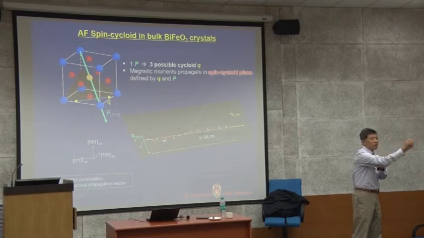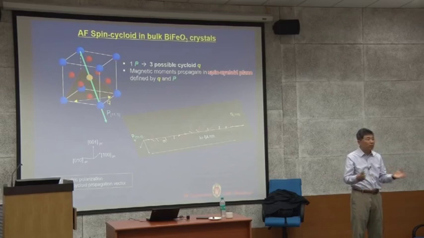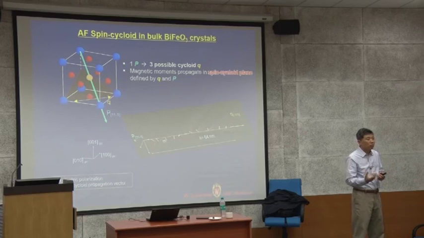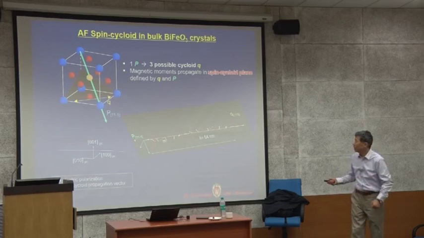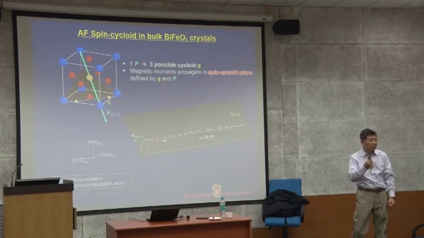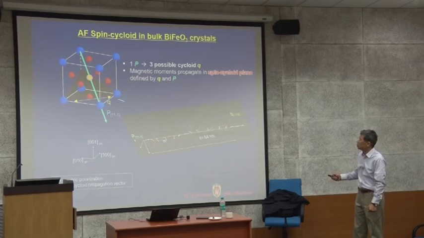This was studied in bulk single crystals. Initially, to really understand this magnetism, spin and magnetic coupling, they used neutron diffraction, neutron scattering, and other techniques like Mössbauer, and many different ways, trying to find the spin structure. I'm not going to go into the details of the spin cycloid, because it takes a long time to explain, but within this plane there are three possible spin cycloids.